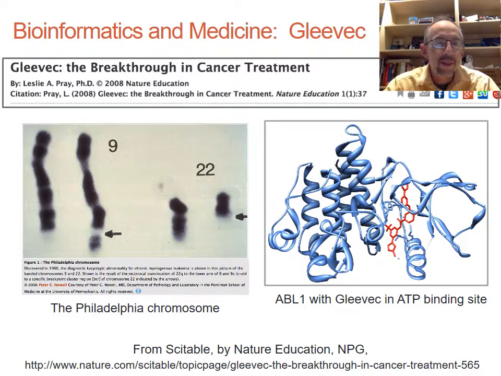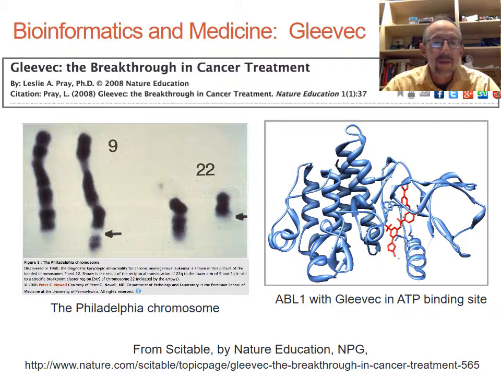The discovery in the 50s of this chromosomal abnormality through cytogenetics is illustrated by the left diagram here, or photo, which illustrates the so-called Philadelphia chromosome, named after where it was discovered, the lab. And on the right, we have the ABL1 protein bound to Gleevec in its binding site, which is illustrative of the success of Gleevec as this anti-cancer drug.